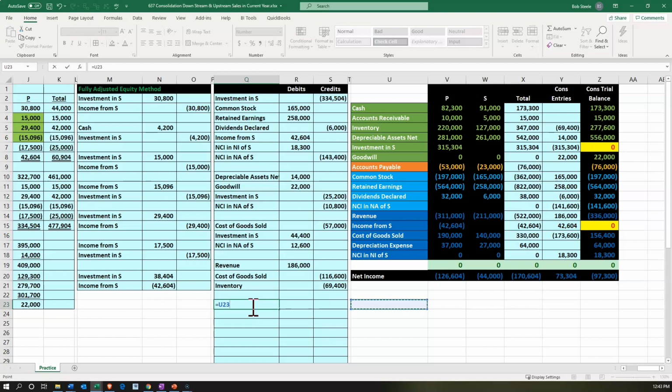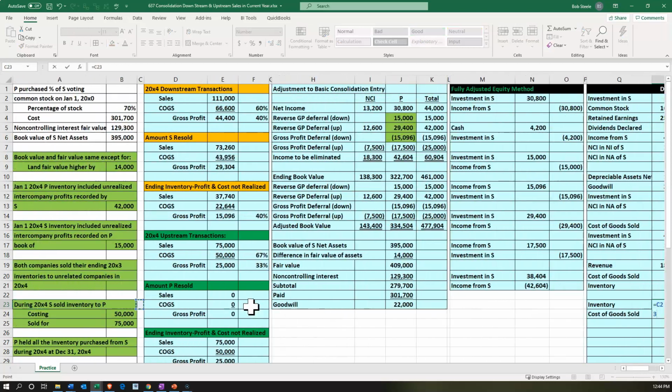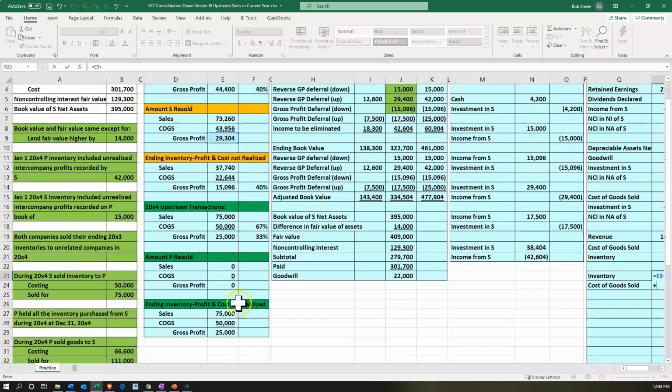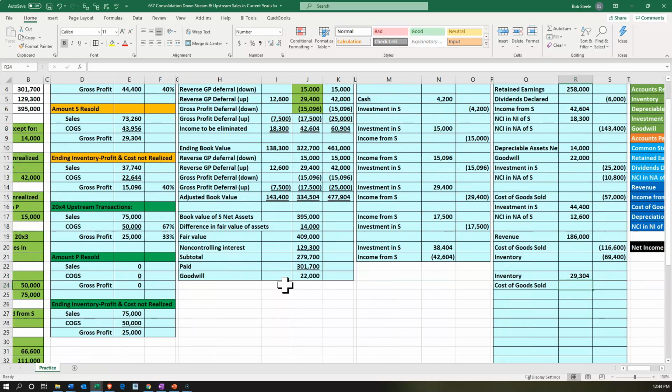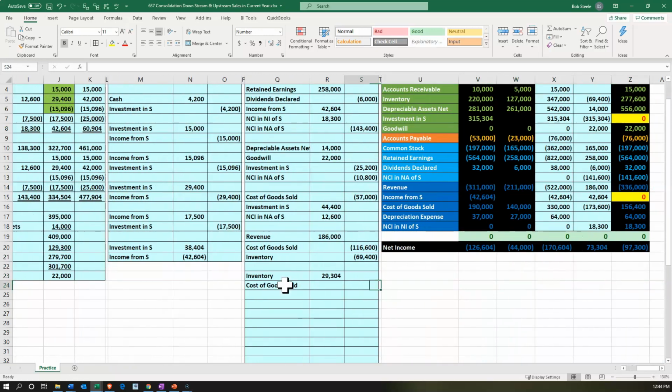Then I'm going to take the difference here. I'm going to say inventory. This is going to be basically our adjustment. Inventory here, and the cost of goods sold. And the cost of goods sold, I'm going to adjust it to pick up the gross profit of the amount that is resold. The resale amount is going to be the gross profit of that 29,304. And if there was anything resold down here, there's not, of the 0 down here, no resale down here. And that's going to be the adjustment for the 29,304 for the amount that was resold.